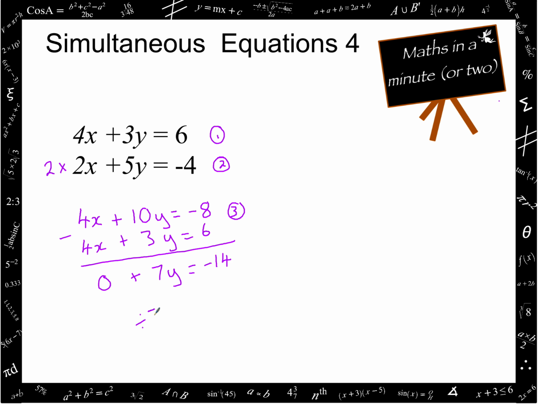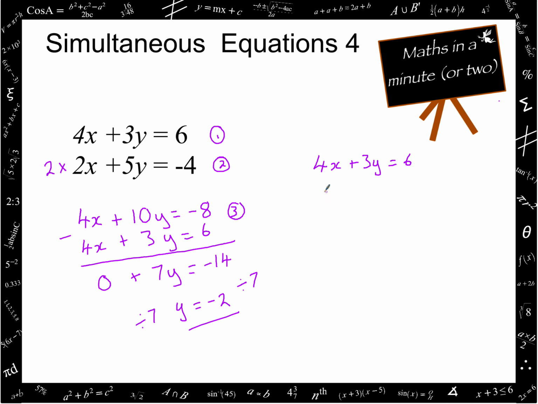Divide both sides by 7 and we end up with y equals minus 2. So y equals minus 2 is now going to go back into one of the, or actually any of the 3 equations, but I'm going to pop it into equation number 1. So let's go back to equation 1. 4x plus 3y equals 6.